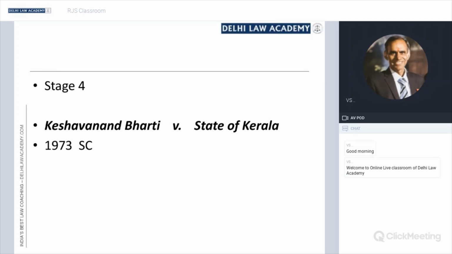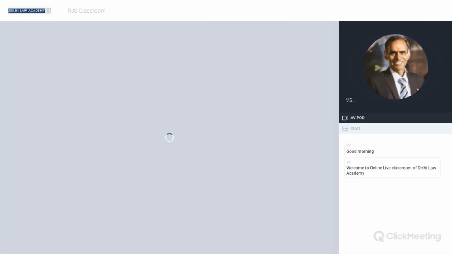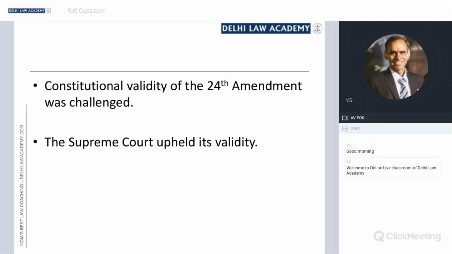But this amendment was challenged before the Supreme Court and thus came stage 4 in the shape of Kesavananda Bharati versus State of Kerala in 1973. A very celebrated case, Kesavananda Bharati versus State of Kerala, 1973. Constitutional validity of the 24th Amendment of 1971 was challenged in this case, and the Supreme Court clearly upheld the validity of the 24th Amendment. As far as the amendment is concerned, the Supreme Court said, yes, it's valid.